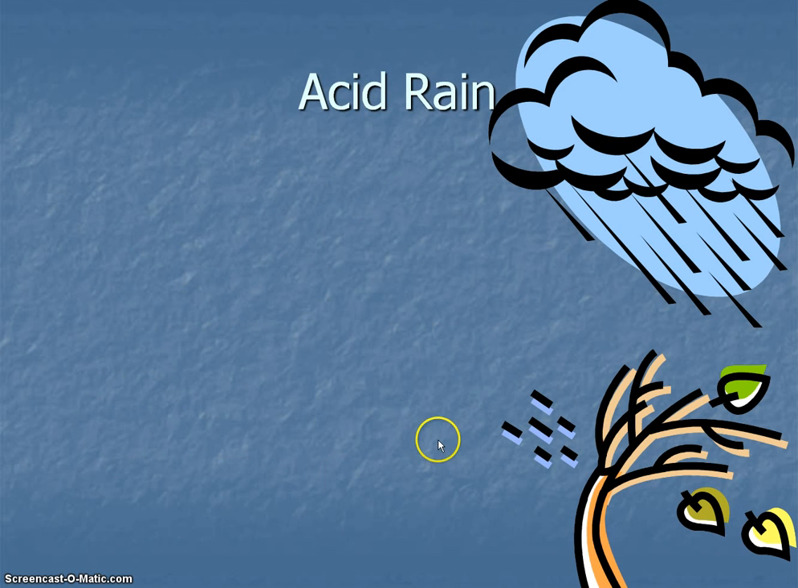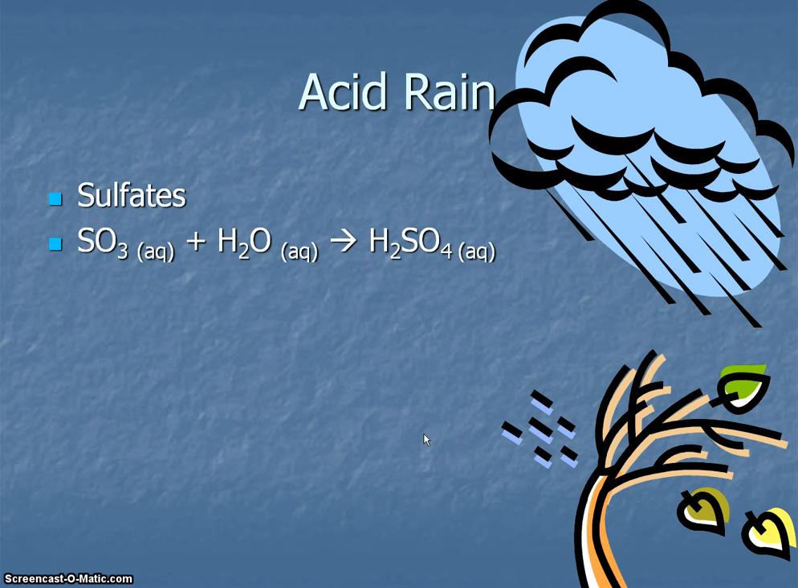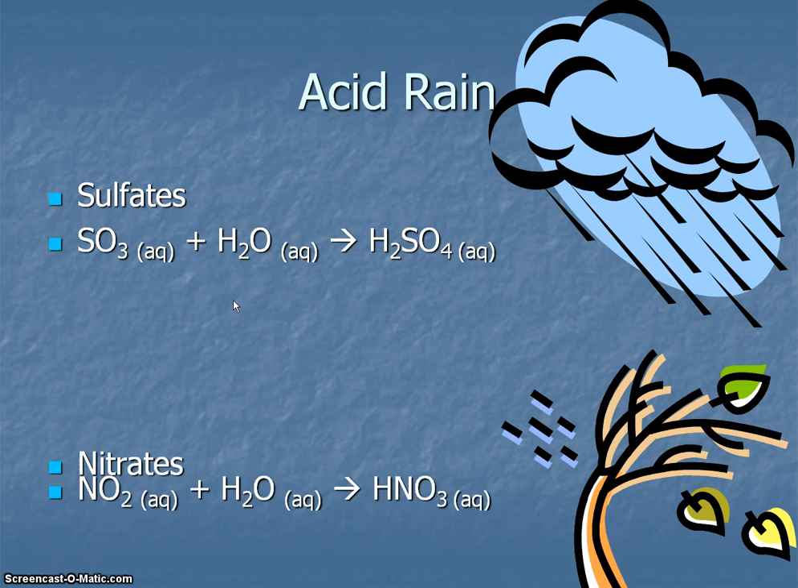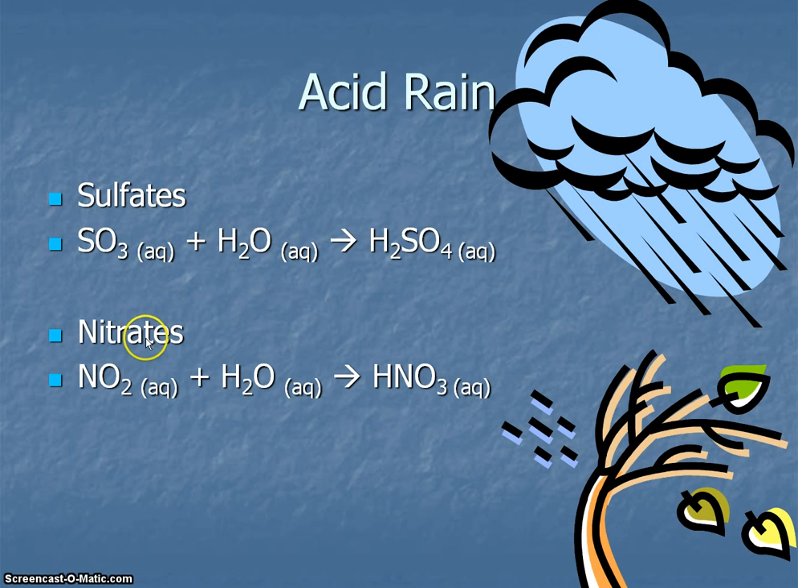We have a lot of acids that come around in acid rain. We talk about sulfates. Sulfates are usually given off when we burn coal, and we end up with sulfuric acid when it combines with water. We have sulfates and sulfites, nitrates and nitrites.